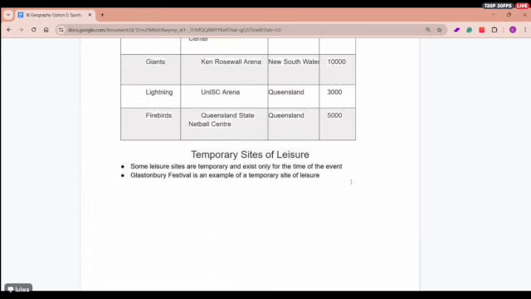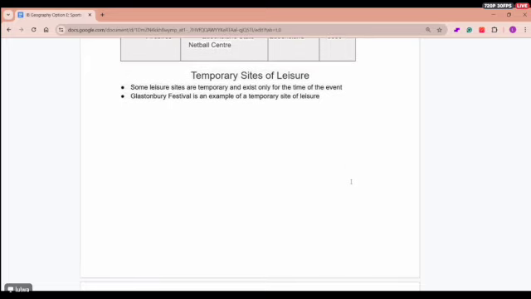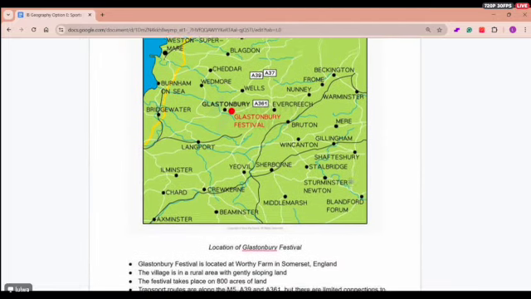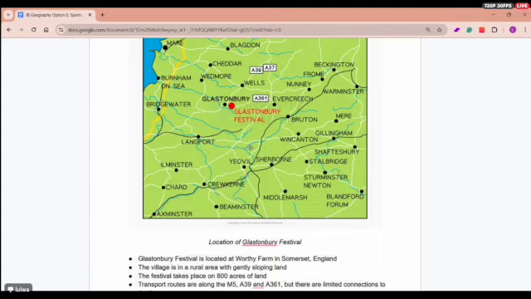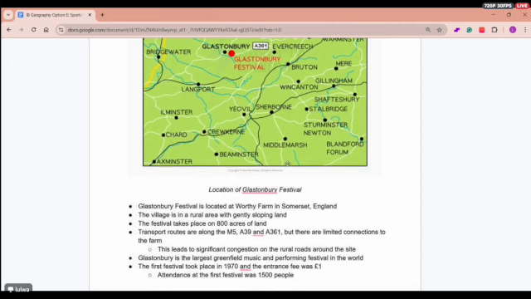But you also have temporary sites of leisure. Some leisure sites are temporary. For example, you have Glastonbury Festival, or festivals in general are examples of a temporary site. Glastonbury Festival is located in Somerset, England. It's in the south. The village is in a rural area with gently sloping land, and the festival takes place on 800 acres of land.